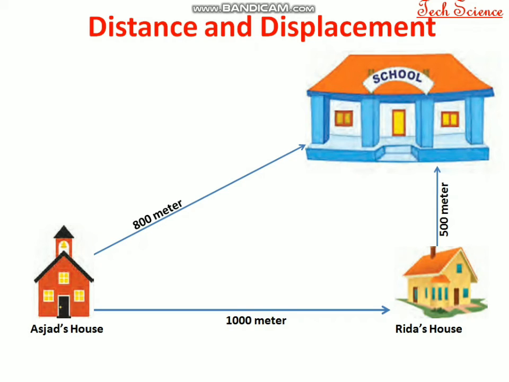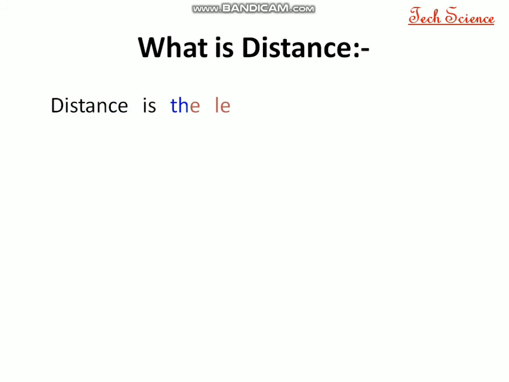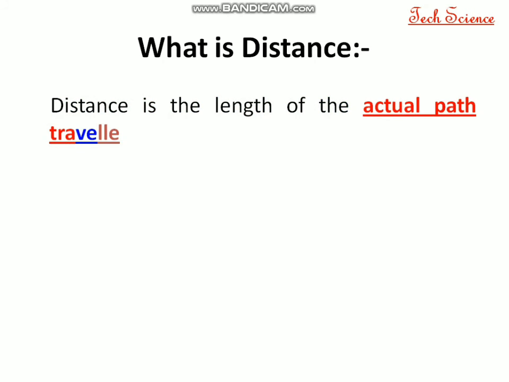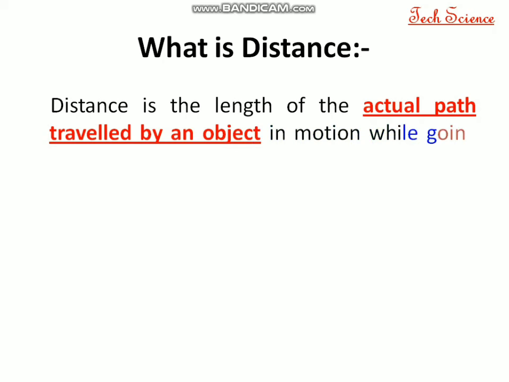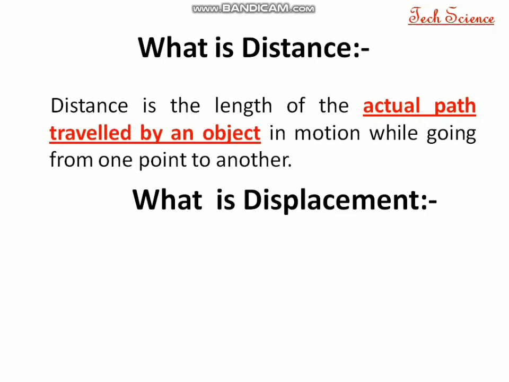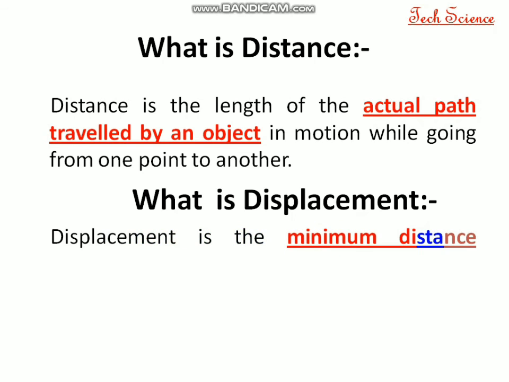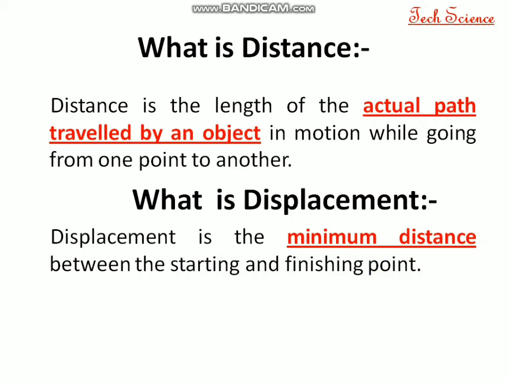So from this scenario I can derive the two definitions. The first, what is distance? Distance is nothing but the actual path traveled by an object when it is in motion while going from one point to another. So the actual path covered by the body, you can say. And second, what is displacement? Displacement is the minimum distance between the starting and finishing point. This is what displacement is.